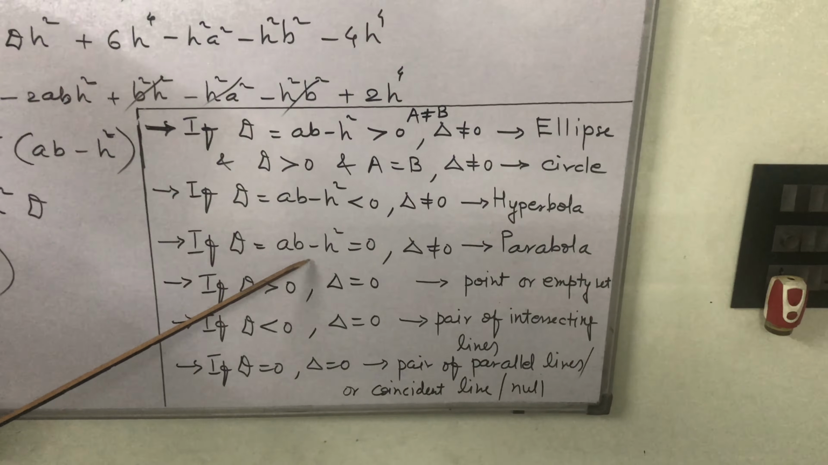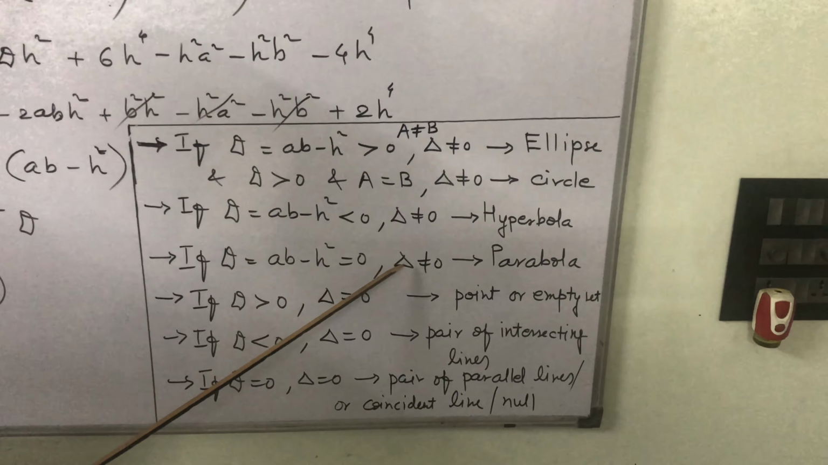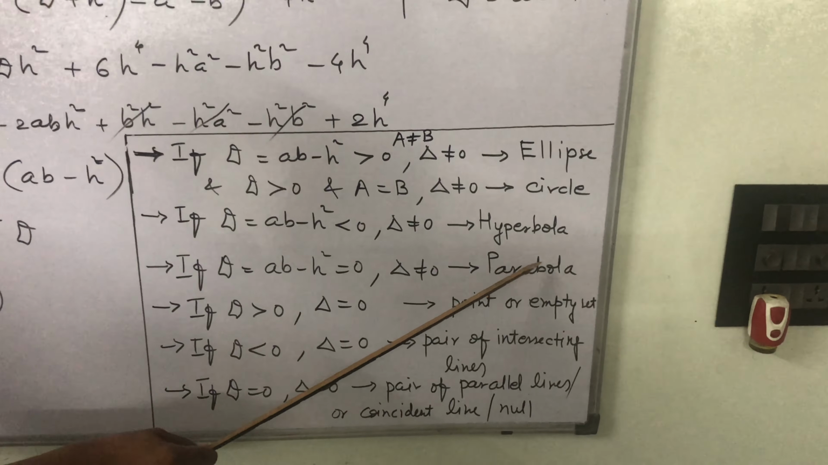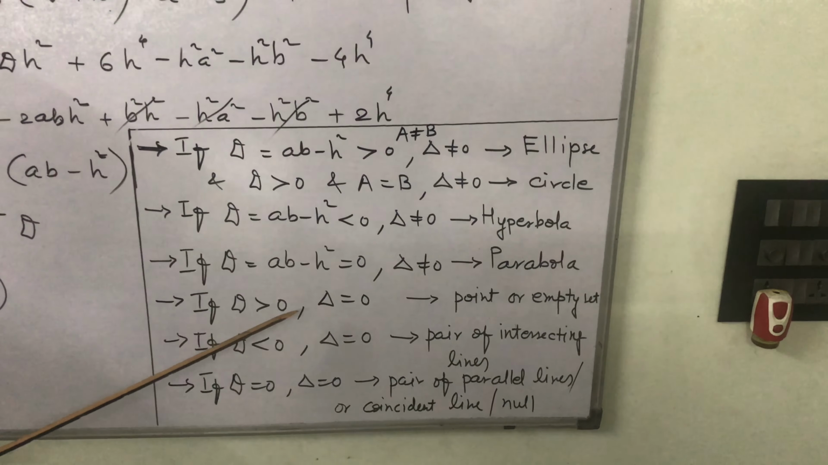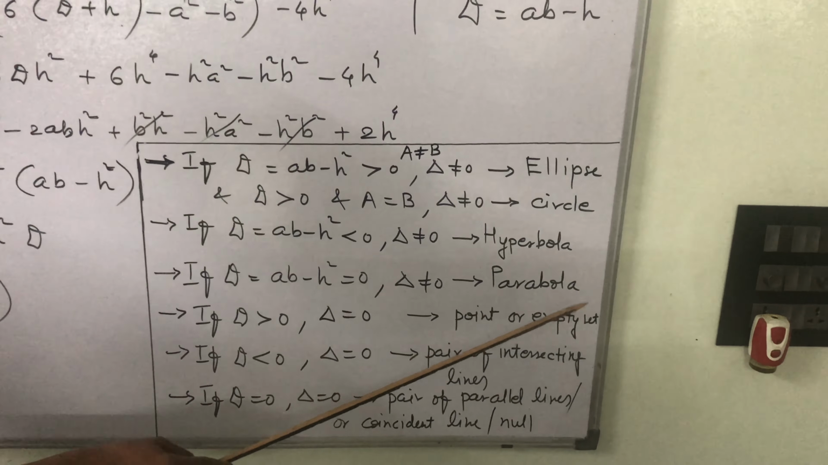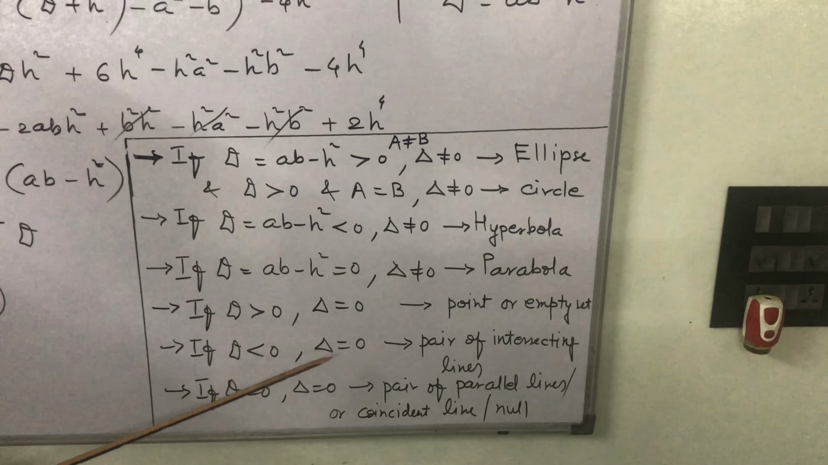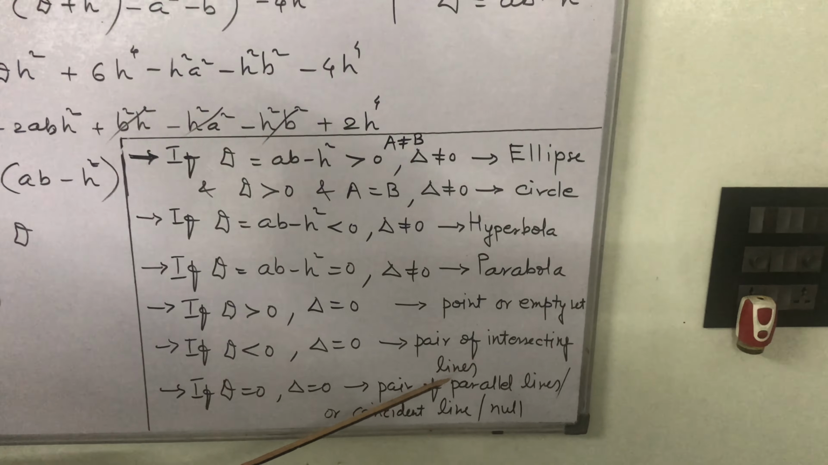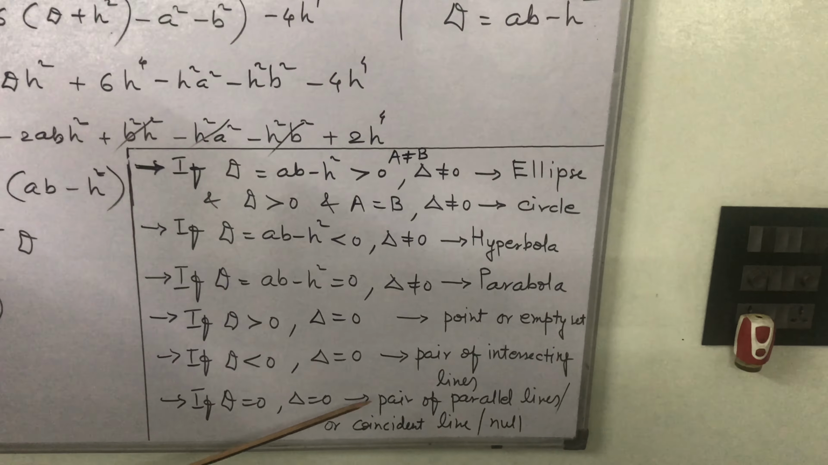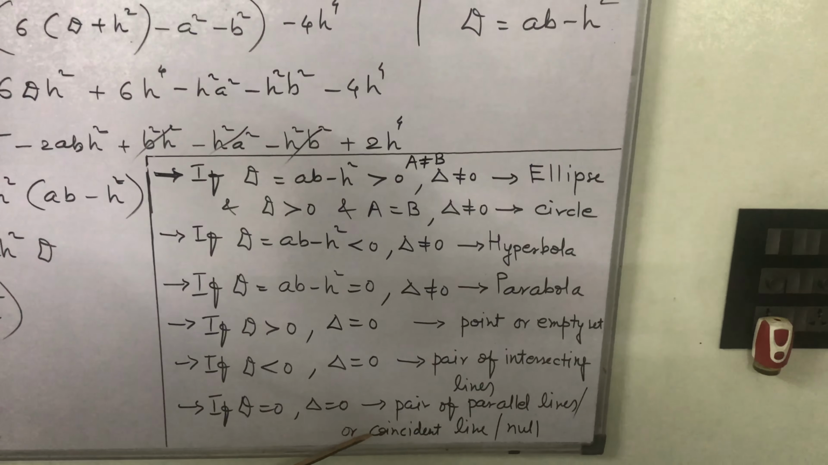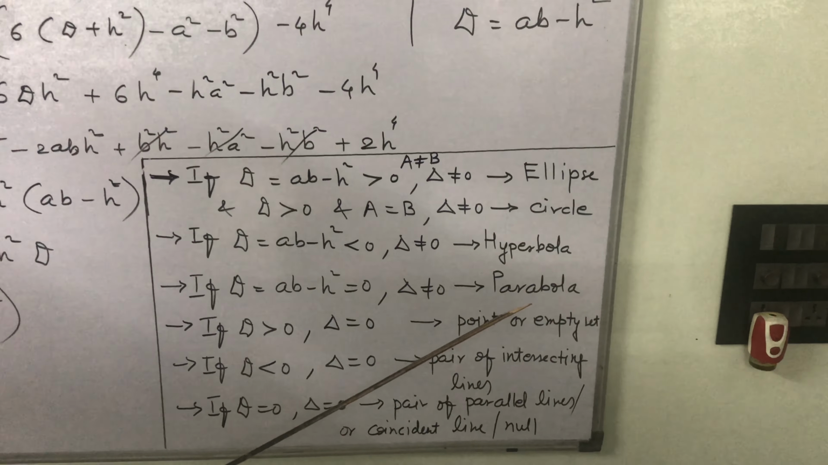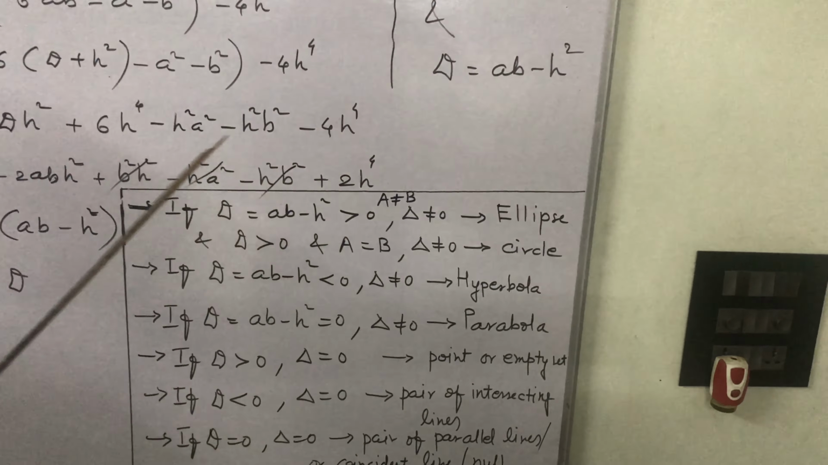And if d equal to ab minus h square is equal to 0 and delta not equal to 0, then it represents a parabola. And if d is positive, delta 0, then a point or empty set. If d negative and delta 0, pair of intersecting lines. And if d 0, delta 0, pair of parallel lines or coincident lines or null set. That's the long theory completed.